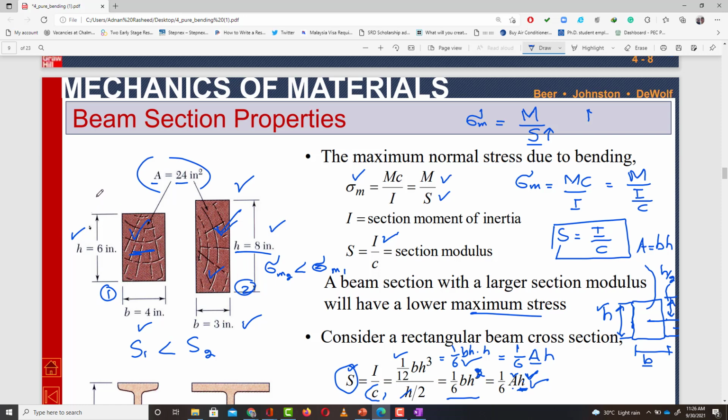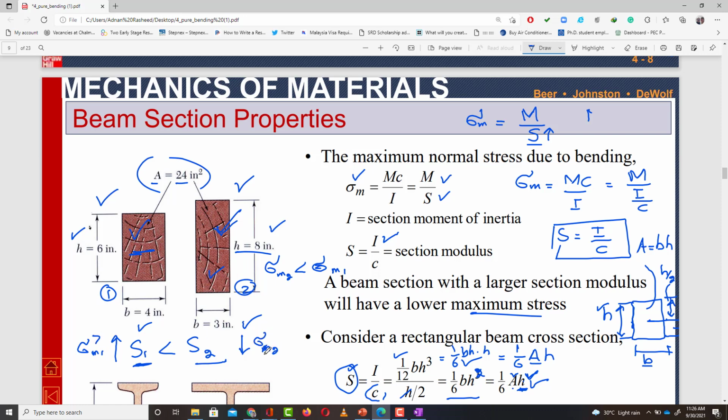Section modulus of section 1 is lower than section modulus of section 2. So stress in section 2 will be minimum as compared to the stress in section 1. So sigma M1 will be greater than sigma M2.